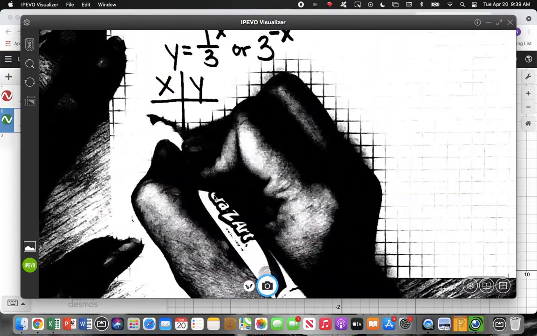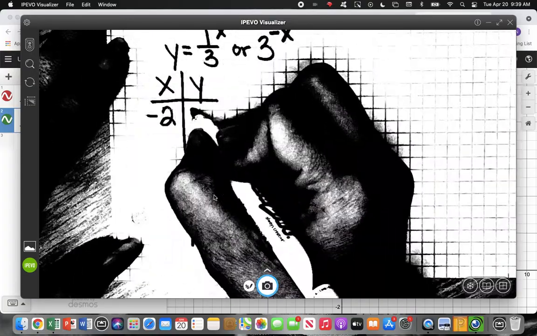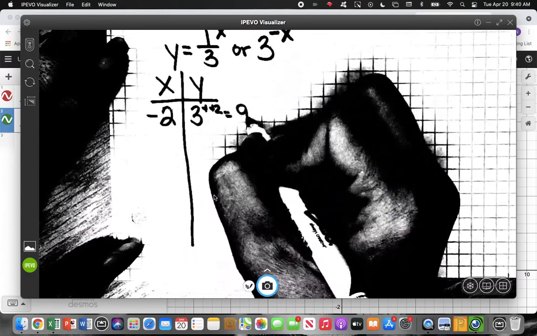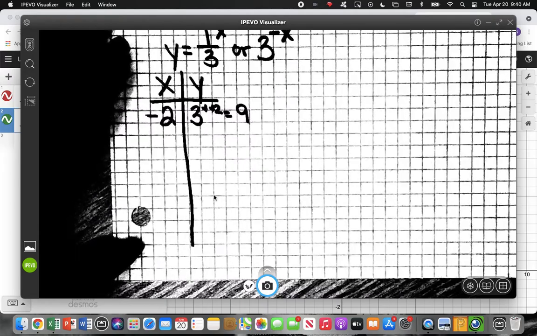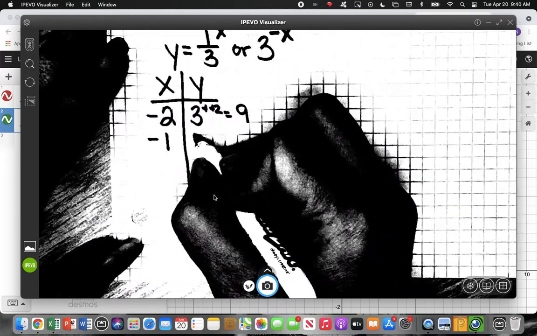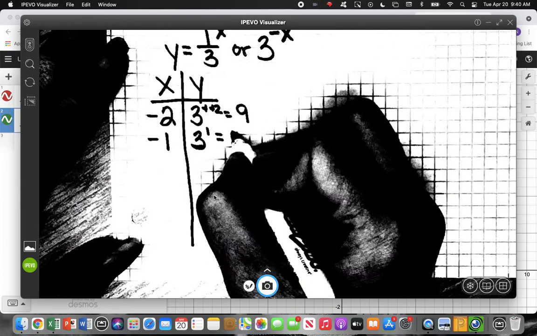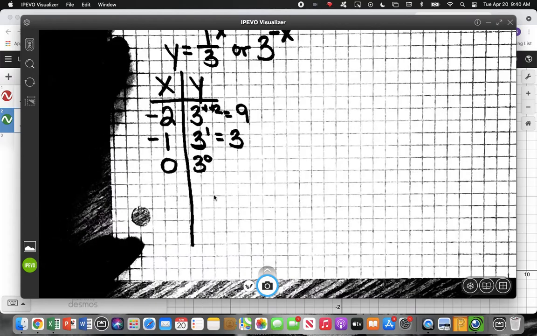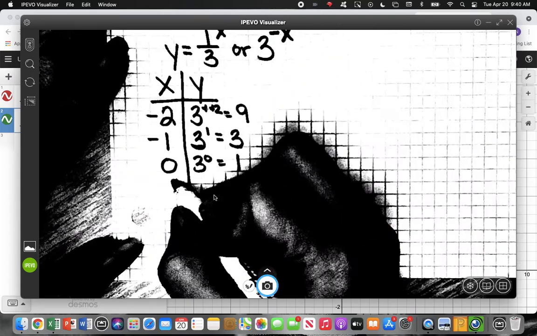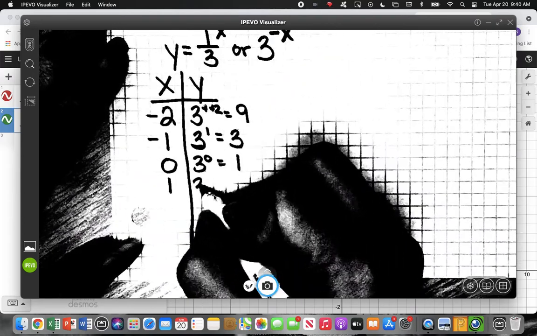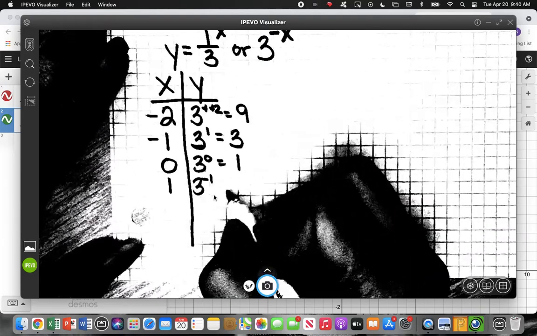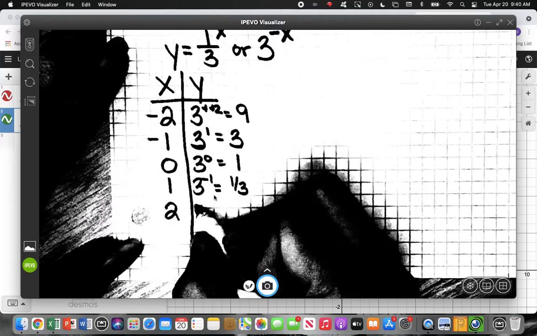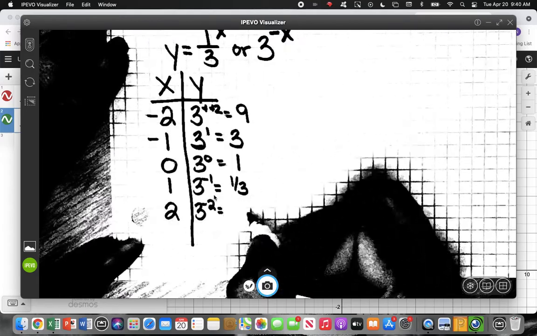All right, so let's start out with -2. So 3, if you have 2 negatives, it just becomes 3 squared, which is 9. -1, it would end up being 3 to the first, which is 3. Now what's 3 to the 0? 1. And then 3 to the negative first is 1/3. What's 3 to the negative second? 1/9.